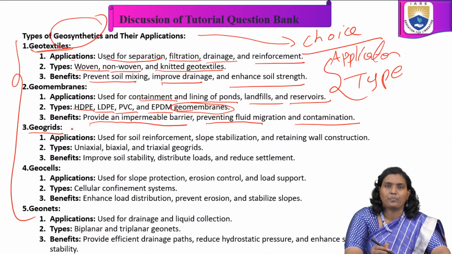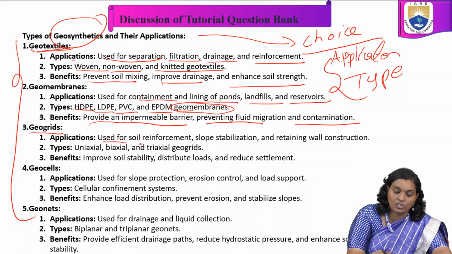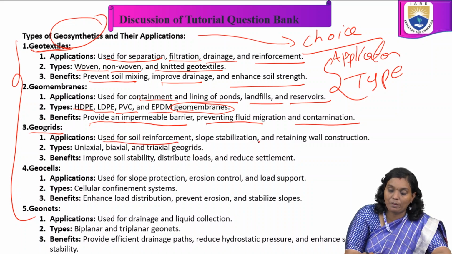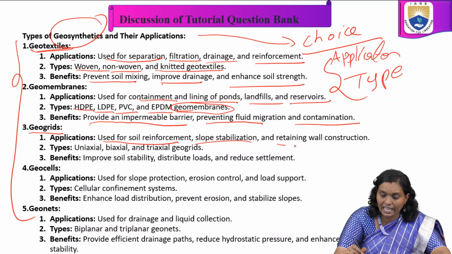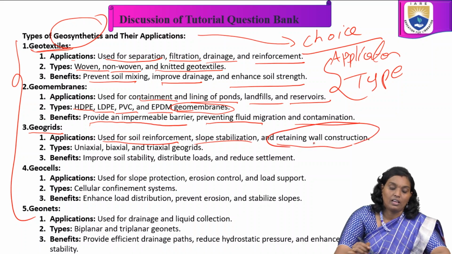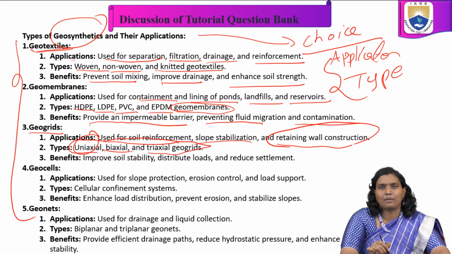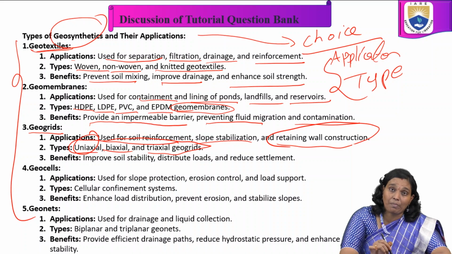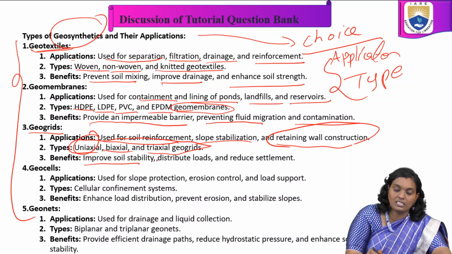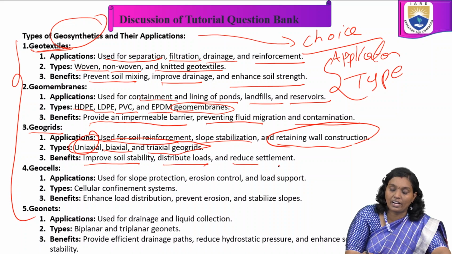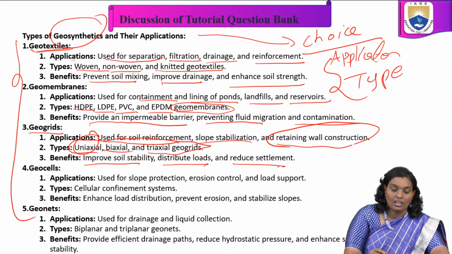Geogrids are used for soil reinforcement, slope stabilization and retaining wall construction. Uniaxial, biaxial and triaxial geogrid types are available as a part of geosynthetics. The benefits are improved soil stability, distributed loads and reduced settlements.